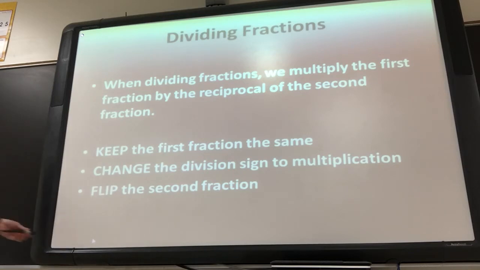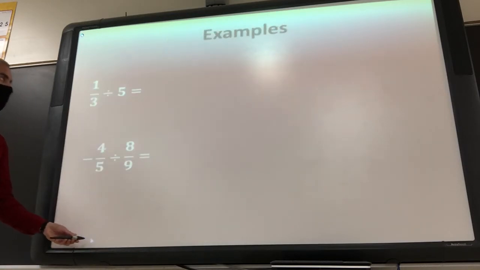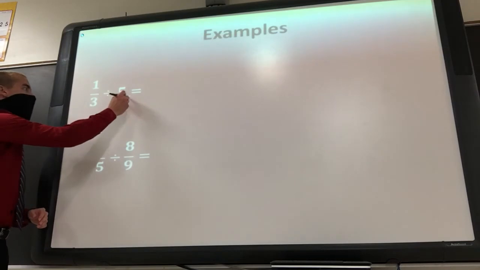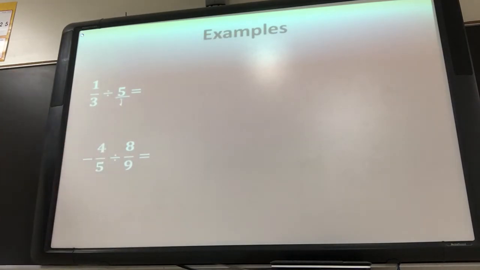All right, so let's look at some examples. So we got 1/3 divided by 5. So first of all, if you try to just divide the numbers straight across, that will never work. We've got to do keep, change, flip. Anytime we see a whole number by itself, write that over 1. So we'll do 5 over 1. Because now it's a lot easier to flip the fraction. It's also a lot easier to multiply straight across in a second.